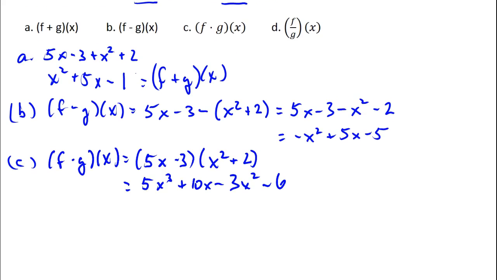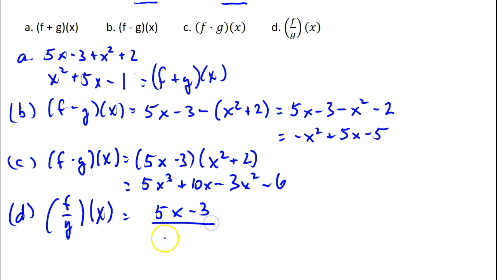Okay, and finally, f divided by g of x. That is going to be 5x minus 3 divided by x squared plus 2. And there is no real value of x that will make our denominator 0, so we can leave it. We're safe.